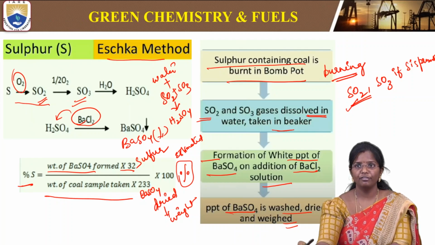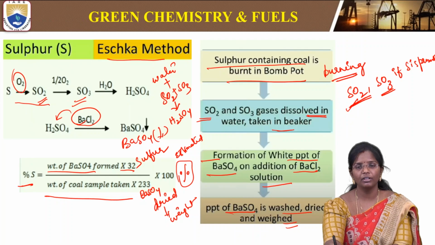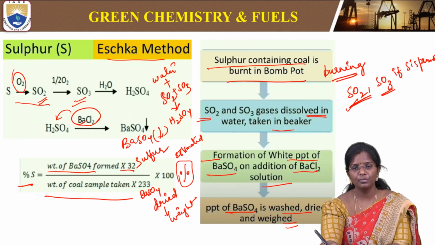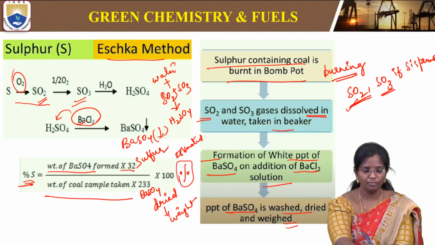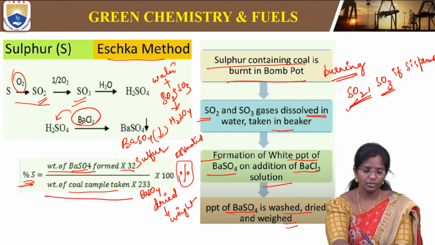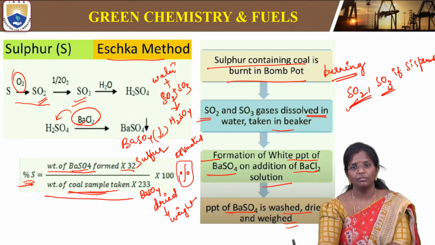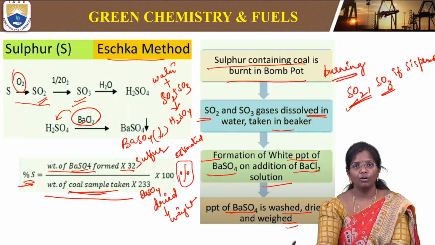Burning in the presence of oxygen gives rise to sulfur dioxide and trioxide, and these dissolved in water will form sulfuric acid. This can be identified by barium chloride addition, which forms barium sulfate. We take that barium sulfate precipitate, dry and weigh it properly, and then apply this formula using the weight of barium sulfate and the coal sample taken. If there is a lot of sulfur, then there is a lot of barium sulfate forming.